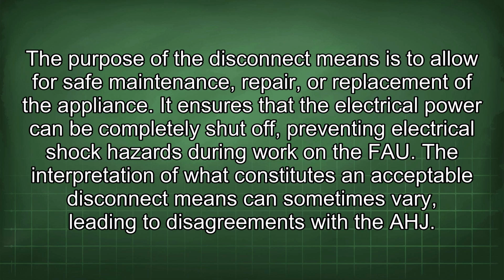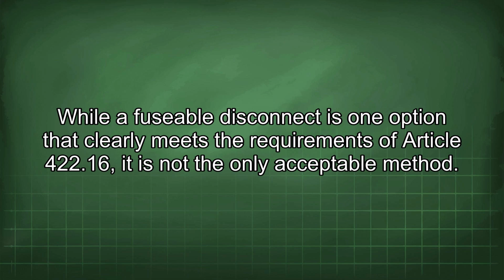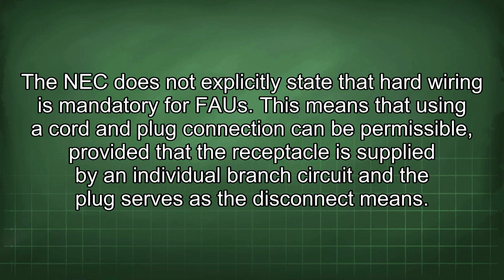The interpretation of what constitutes an acceptable disconnect means can sometimes vary, leading to disagreements with the AHJ. While a fusible disconnect is one option that clearly meets the requirements of Article 422.16, it is not the only acceptable method. The NEC does not explicitly state that hard wiring is mandatory for FAU. This means that using a cord and plug connection can be permissible, provided that the receptacle is supplied by an individual branch circuit and the plug serves as the disconnect means.